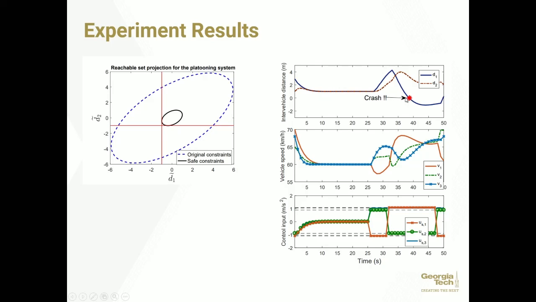As you can see, at 39 seconds, D1 crosses the 0 path, which indicates that vehicles 1 and 2 have crashed into each other, because the distance is now equal to negative d sub i asterisk. Another indication of the attacker is the vehicle speed. You can see it starts to get out of control after that 25-second mark.